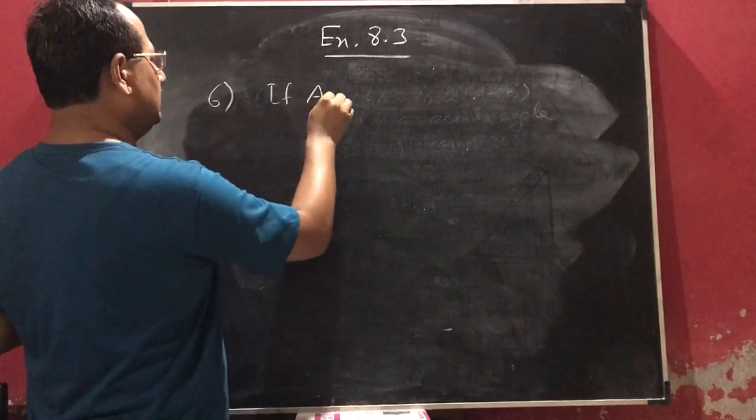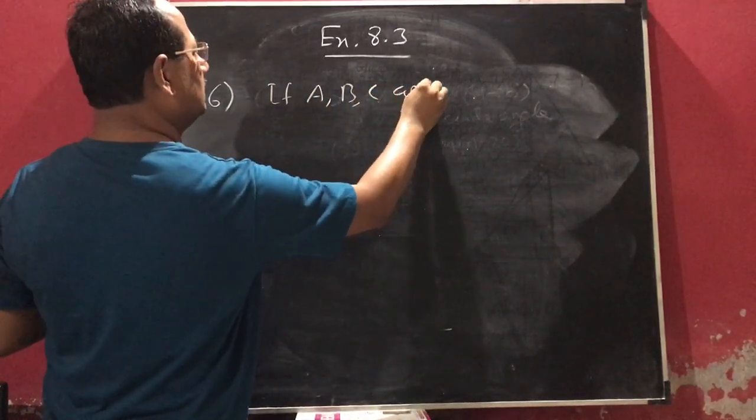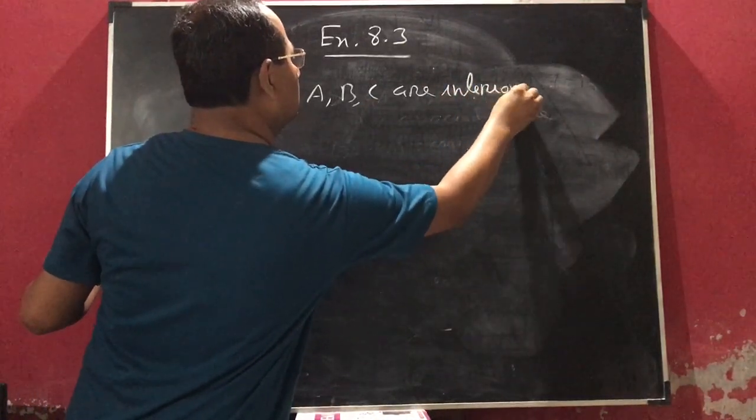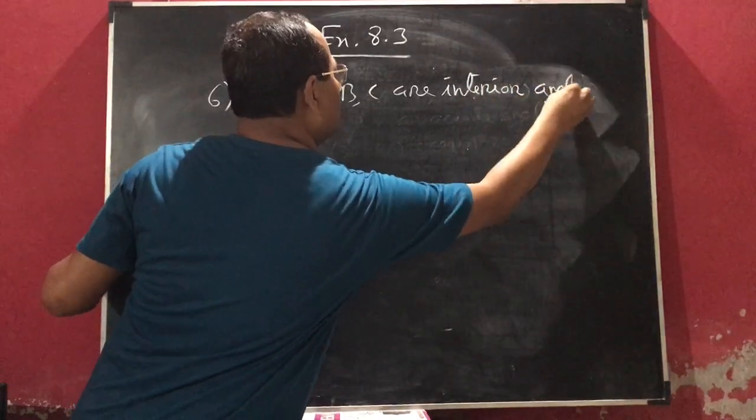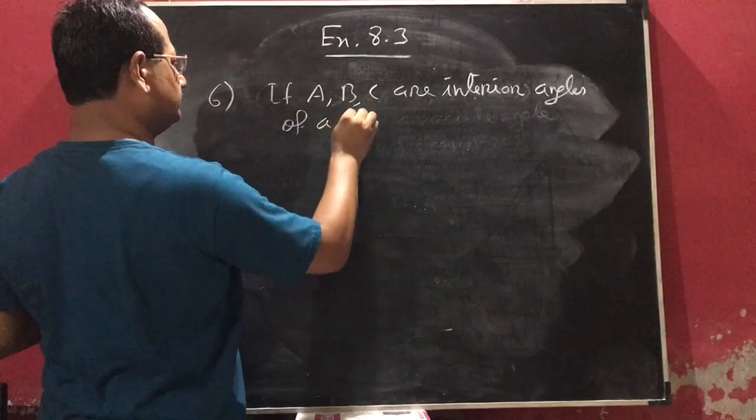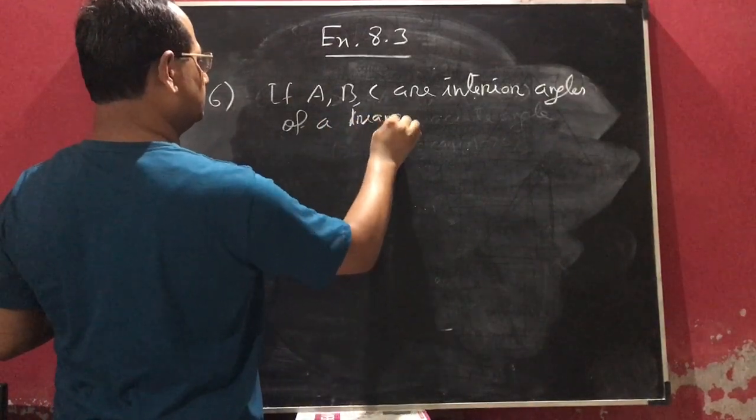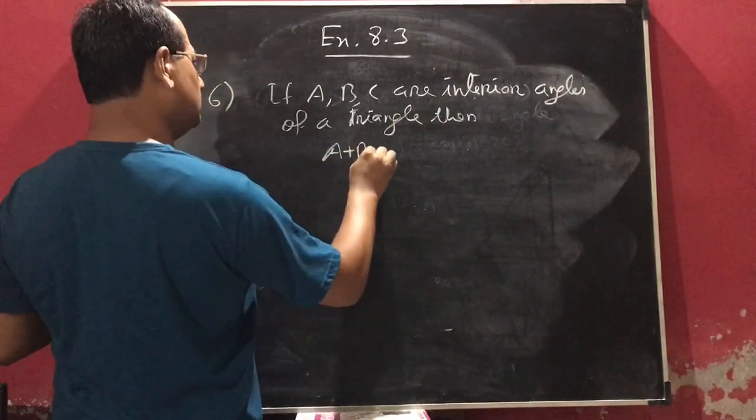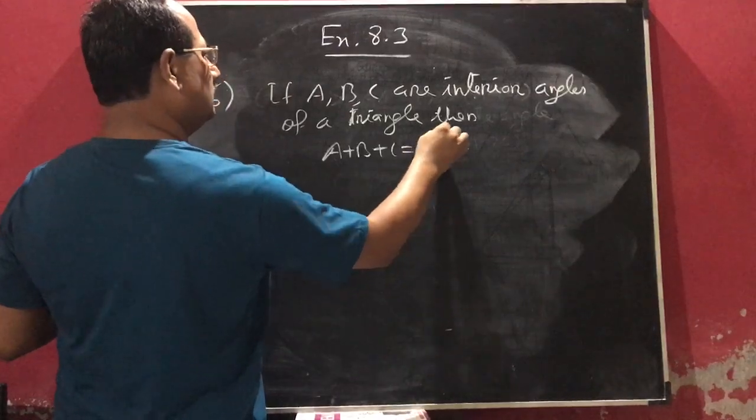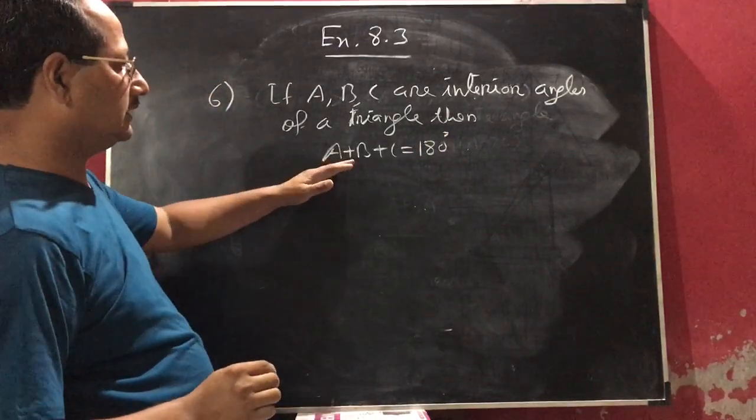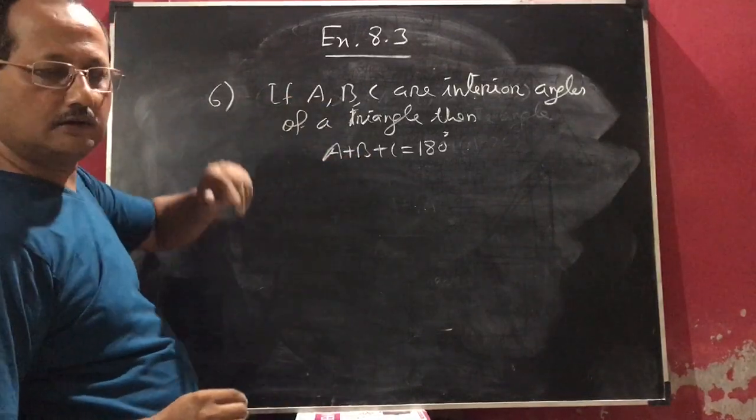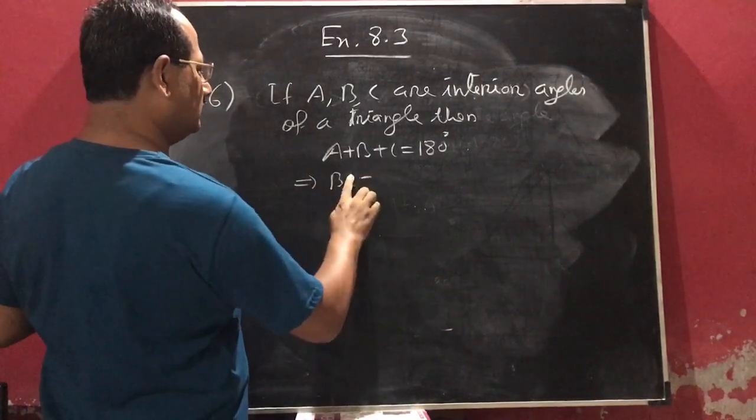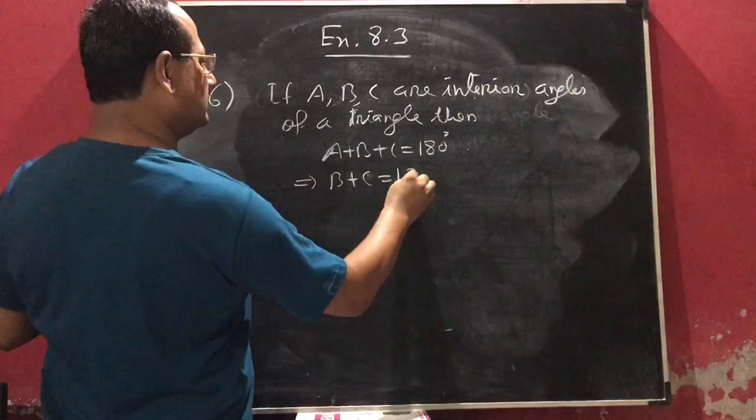If A, B, C are interior angles of a triangle, then A plus B plus C equal to 180 degree. Already we know that the sum of the three interior angles of a triangle is 180 degree. Then B plus C equal to 180 minus A.